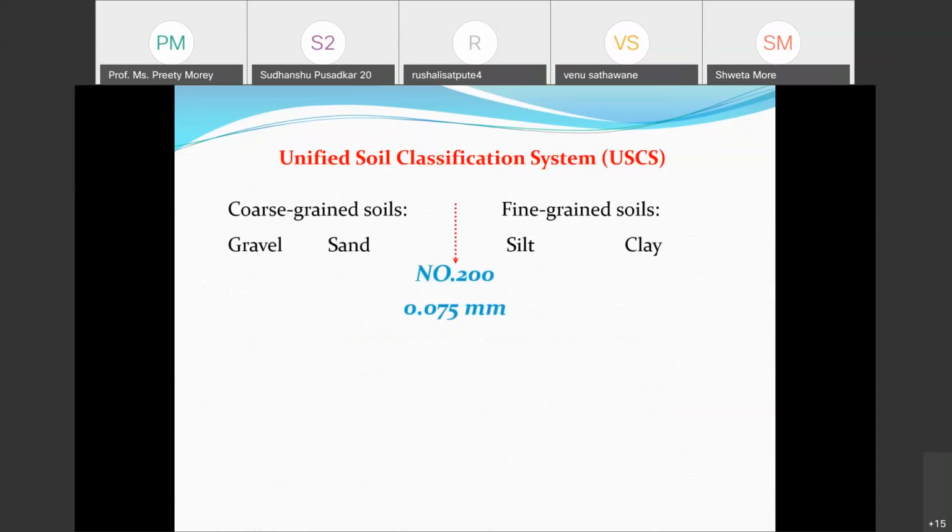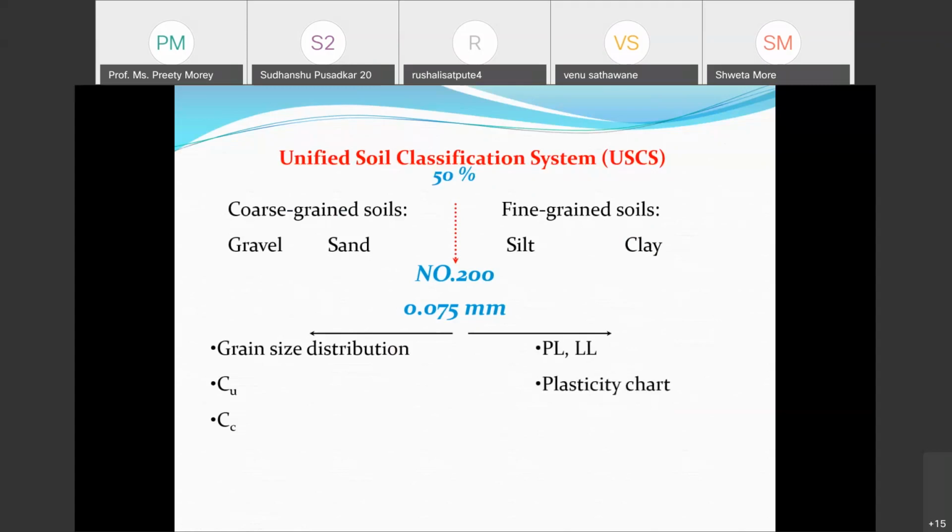So we can distinguish coarse grained and fine grained from the 75 micron sieve. If more than 50% of particles are coarse, then it is coarse grained. If less than 50% of particles are coarse grained, then it will be a fine grained soil. Coarse grained soils will be classified by using grain size distribution, Cu and Cc, which we have already seen. Whereas for fine grained soils, you need the liquid limit and plastic limit, and from that we get the plasticity index.